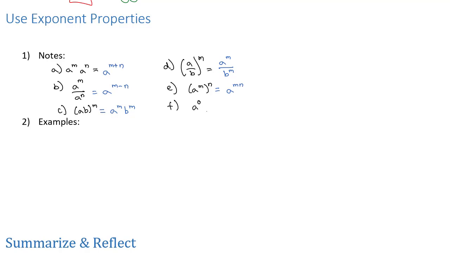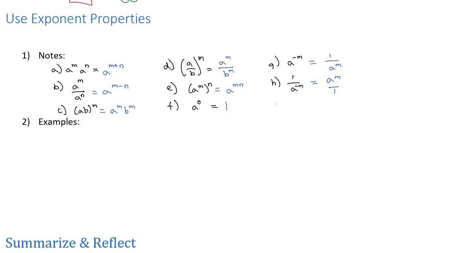If I've got a to some 0 exponent, we know anything to the 0 exponent is 1. If I've got negative exponents, such as a to the negative m, we know negative exponents means it needs to move either down into the denominator as 1 over a to the m, or if I've got 1 over a to the negative m, where it's already in the denominator, it's going to move up to the numerator, technically over 1, but we don't usually show that.